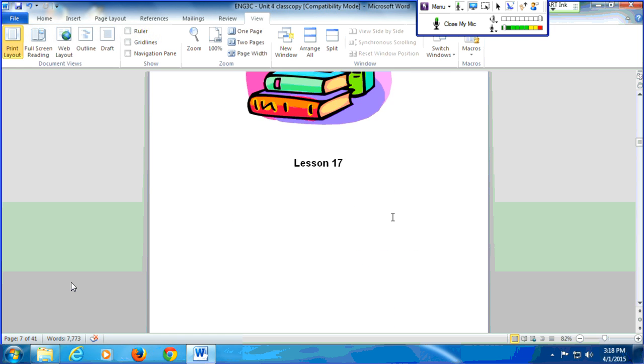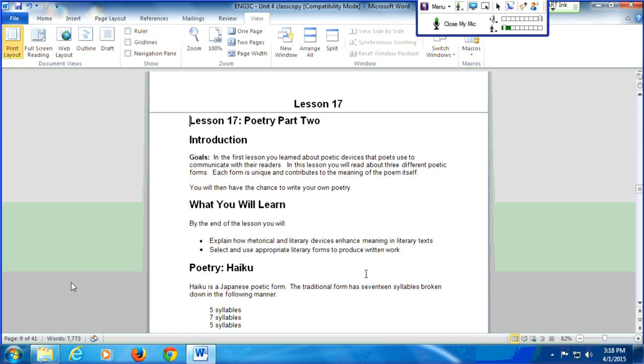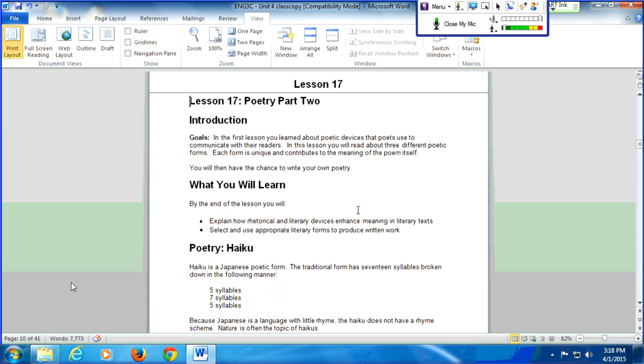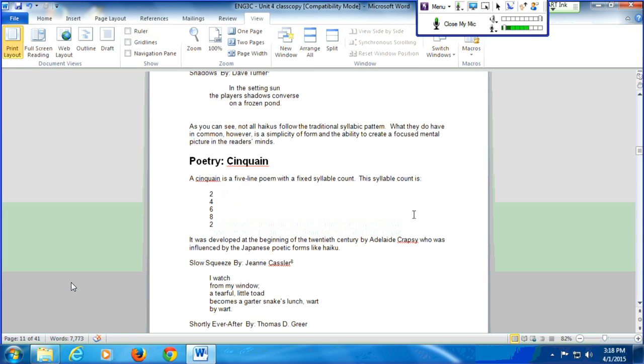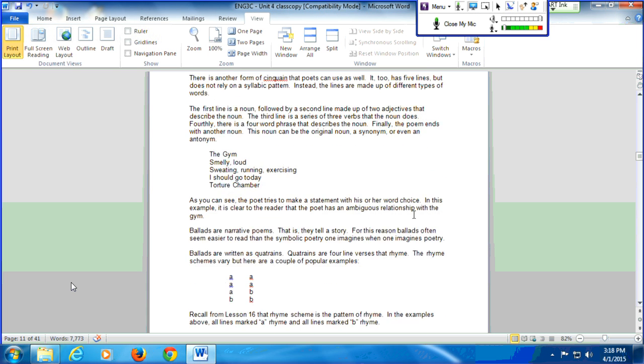It is into key question 17. So this is poetry part 2. The goal for this lesson is to look at 3 different poetic forms. The first time, we looked at poetic devices. Now we're going to look at poetic forms. We're going to look in more detail at haikus, cinquains, and then finally, ballads.